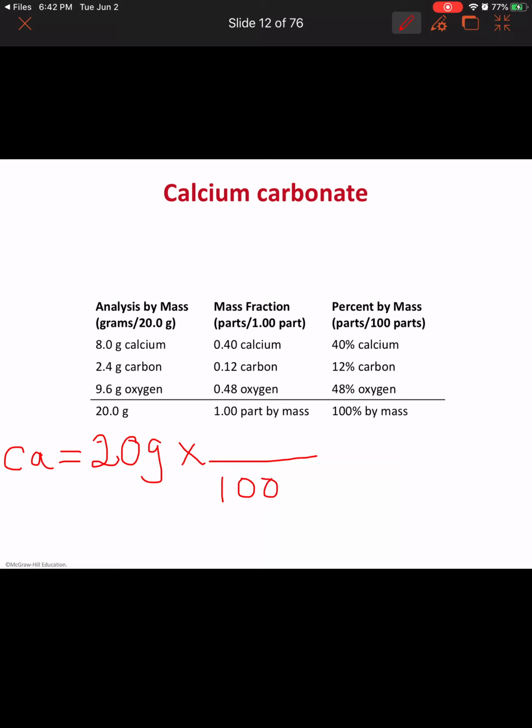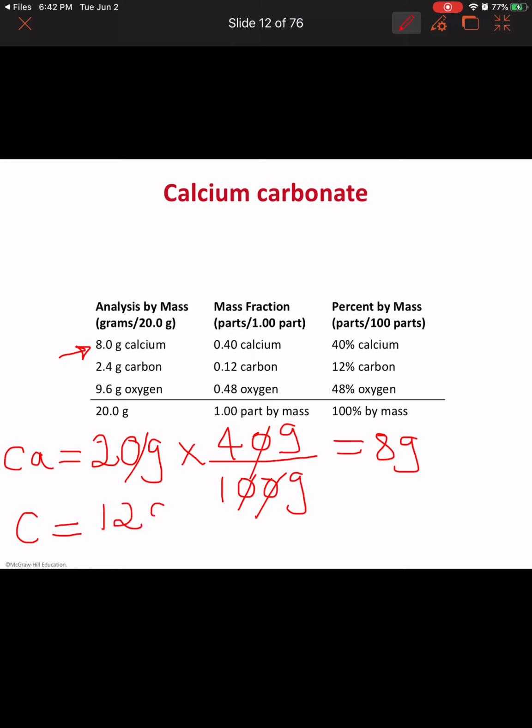If you take 100 grams of calcium carbonate, 40 grams would be calcium. So 2 times 4, 8 grams. So that's how you get this 8 grams if you have a 20 gram sample. Also, if you have a 20 gram sample of calcium carbonate, what's the amount of carbon? The molar mass of carbon is 12 grams. 12 grams is in a 100 gram sample because the molar mass of calcium carbonate is 100.